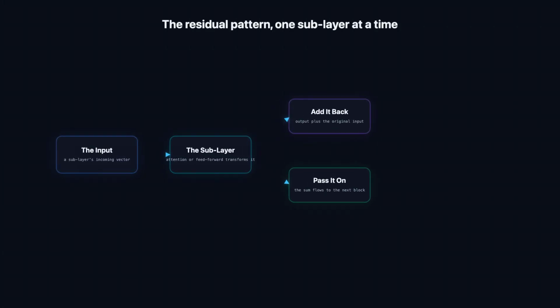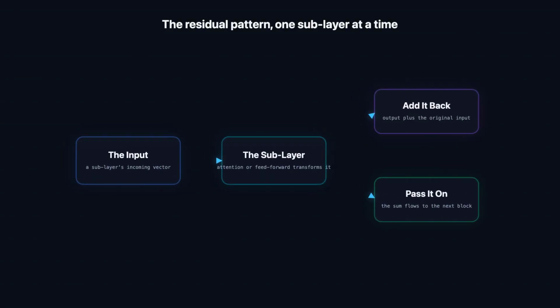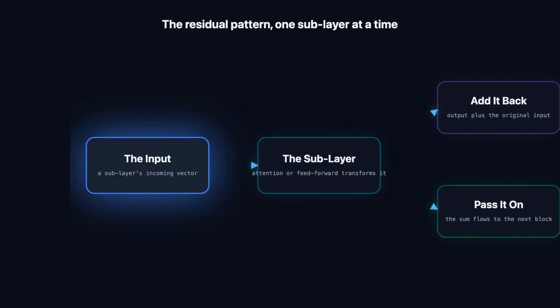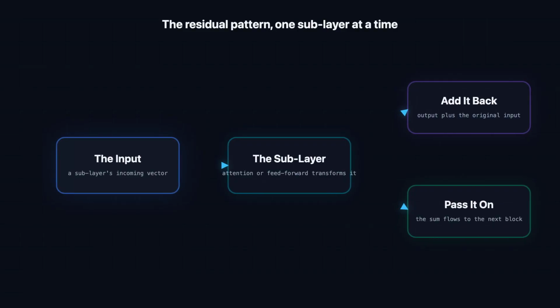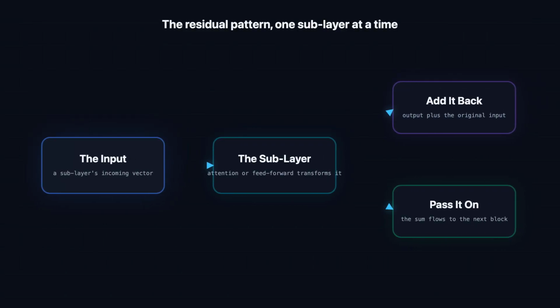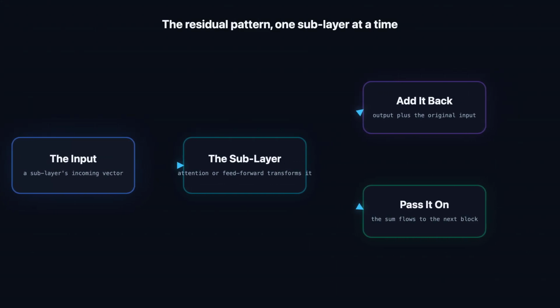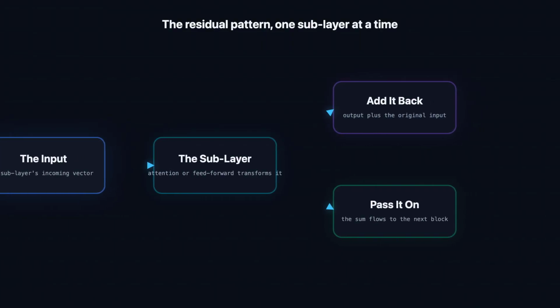At its core, the residual pattern is a tiny loop of 4 steps. Watch it wrap a single sublayer inside the network. Start with the input, the vector arriving at a sublayer, maybe the attention block or the feedforward network. Hold on to this original copy, because we're going to need it again in just a moment. That habit is the whole trick, so keep it in mind.